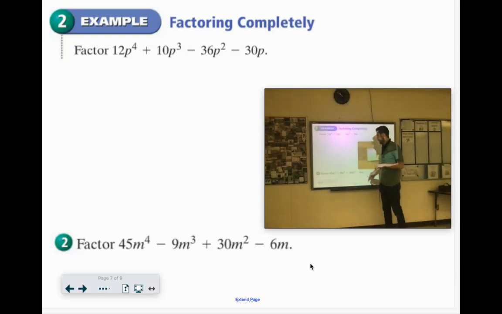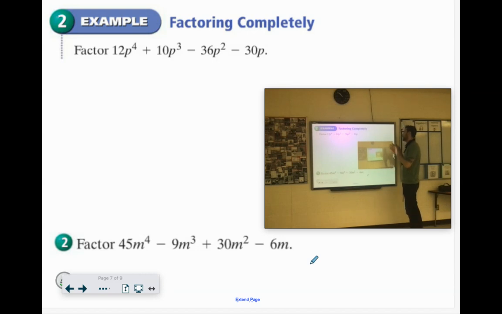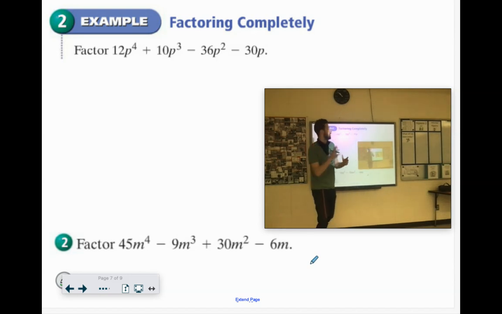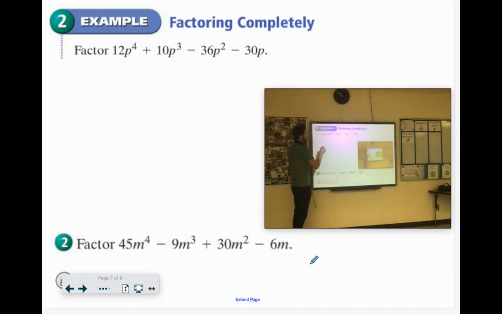Wild as this one's going to get. So 12p to the fourth, 10p to the third, 36p to the second, 30p. If there is a greatest common factor, you have to get it out right away. So I see they all have at least p to the first power.